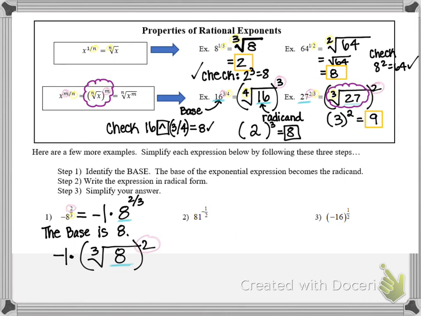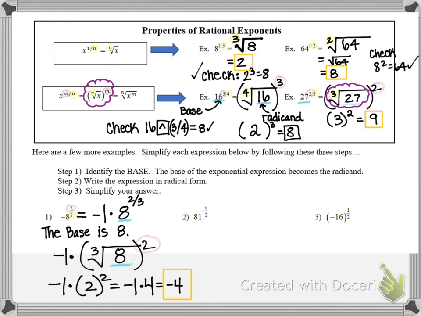So let's do our order of operations. In the parentheses, I want to simplify the cubed root of 8, which is 2. And then I'm going to square 2. So I'm going to have -1 times +4. And my final answer is -4. So be careful with that -1 on the outside. Okay, let's look at number 2.